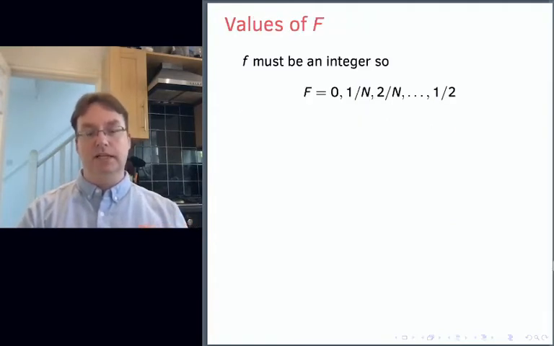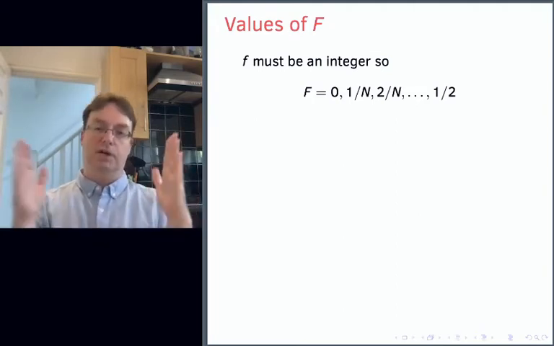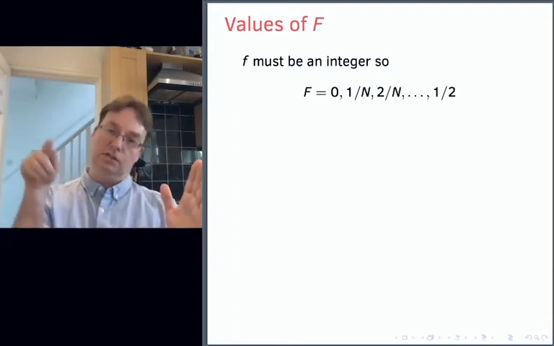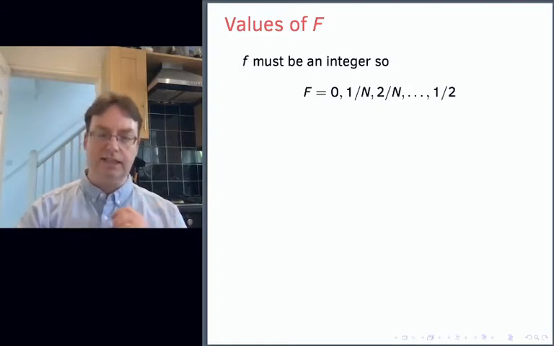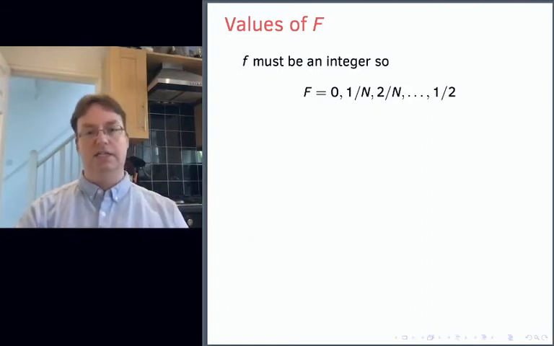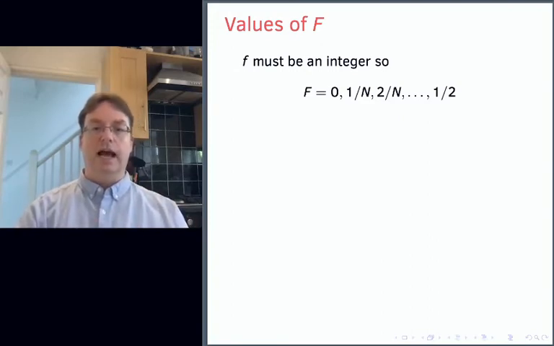Little f should be an integer. That's because we want things to sort of match up. If I get to the end of my 1 second clip, I want to have completed a full number of these sine waves. So little f needs to be an integer, and that means that capital F can be 0, 1 over n, 2 over n, and so forth. And it can go up to a half.